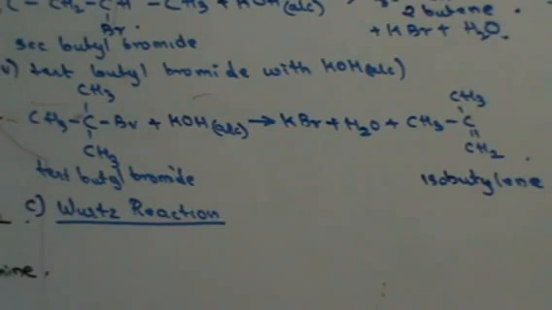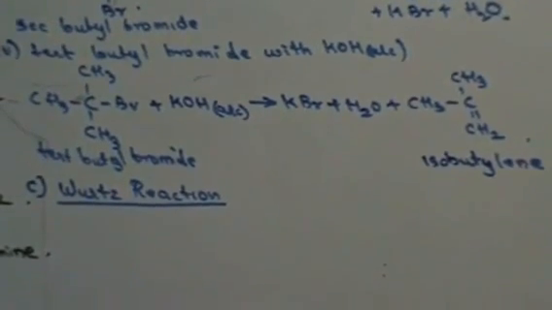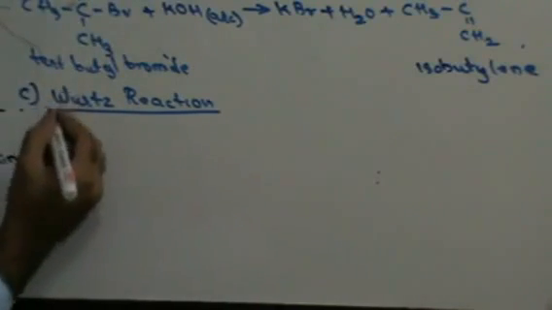Now, what is Wurtz's reaction? It is a reaction of alkyl halide with active metals. When alkyl halides react with active metals in the presence of dry ethers, they give you a higher alkane. When alkyl halides react with sodium metal, they give you a higher alkane, and this reaction is called Wurtz's reaction. I will illustrate this with the help of an equation.